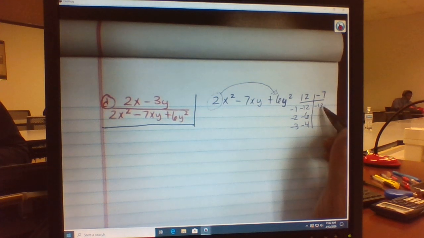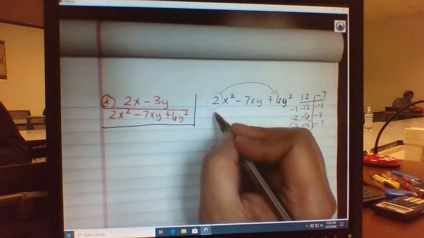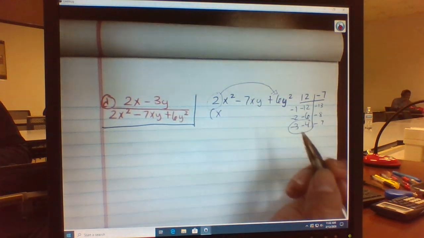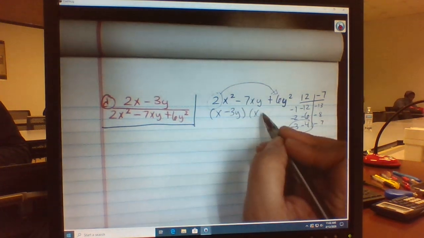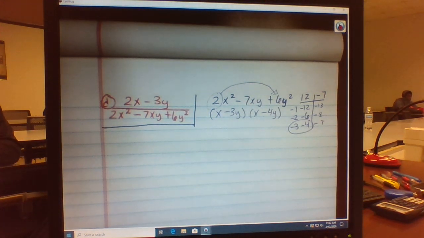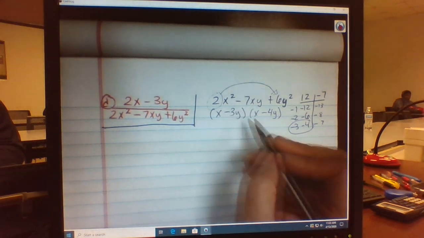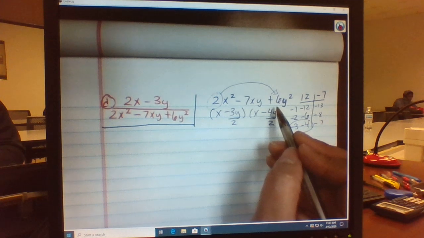When I add, negative 13. When I add, negative 8. When I add, a negative 7. Who gave me the negative 7? x minus 3y, x minus 4y. But I need to do what with it? Put the 2 underneath. I have to divide by 2 because I multiplied by 2 first.